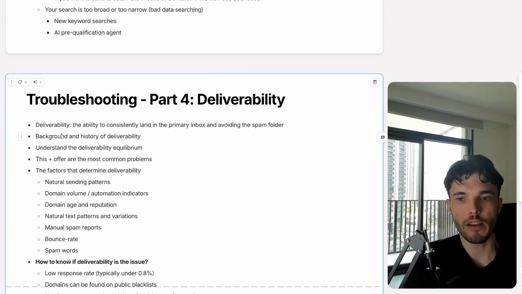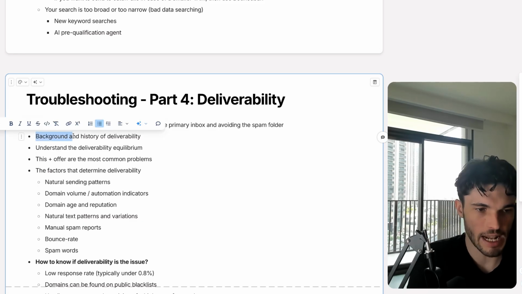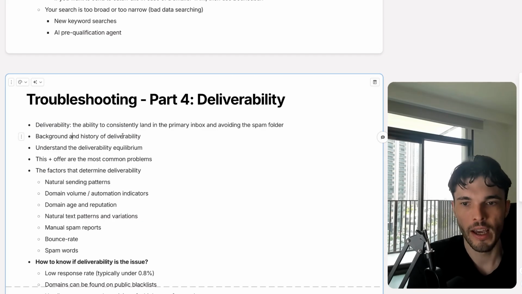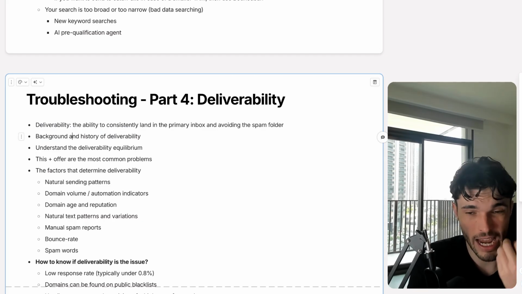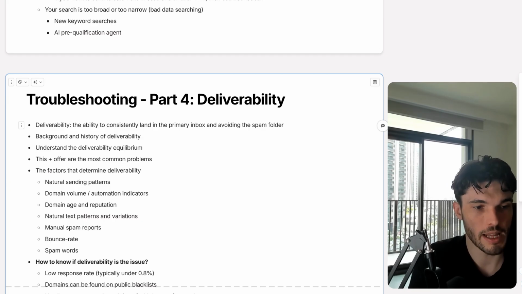So the thing with deliverability is that back in the day, you could just send out as many emails as you wanted to. It wouldn't really be an issue, and people were just absolutely printing. But then, of course, the automation tools came, and now everyone has access to these, and it has changed the game. And if you are somebody that wants to truly crack cold email, you have to take this issue of deliverability really, really seriously.